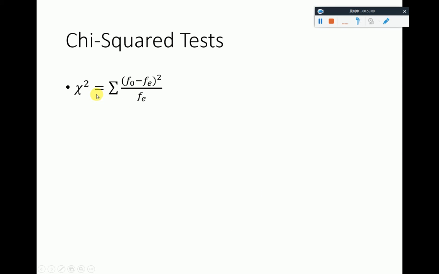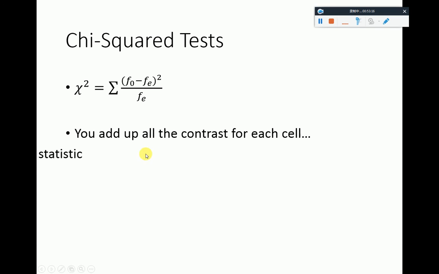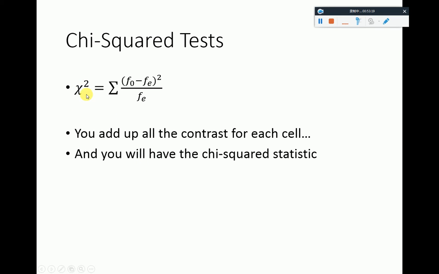And then for chi-square, it will be the sum of all contrast values, and you will have the chi-square statistic. And this chi-square statistic will help you decide whether there is enough difference between the observed frequency and expected frequency for us to reject the assumption that the two variables are unrelated, such that we can start to accept the alternative possibility that the two variables are actually related to each other.